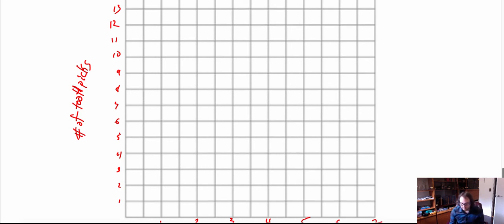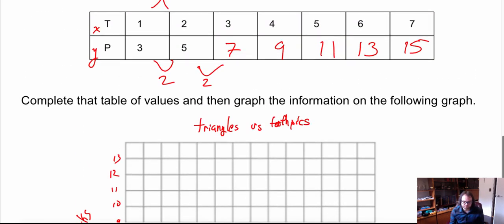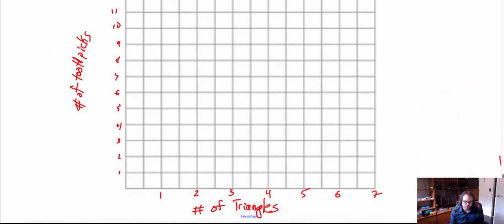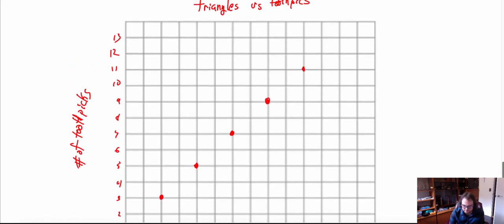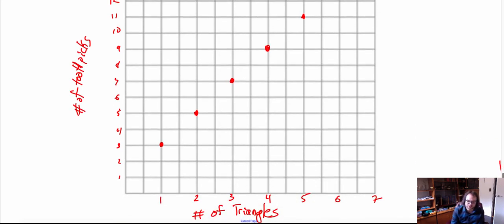And now let's start plotting. My first value is 1 and 3, so we start at 1 and we go to 3. My second one was 2 and 5. Then we have 3 and 7. Then we're going to have 4 and 9, 5 and 11, 6 and 13. If I look at this, we would end up having a nice straight line if we were to draw this. We could connect the dots into a nice straight line.